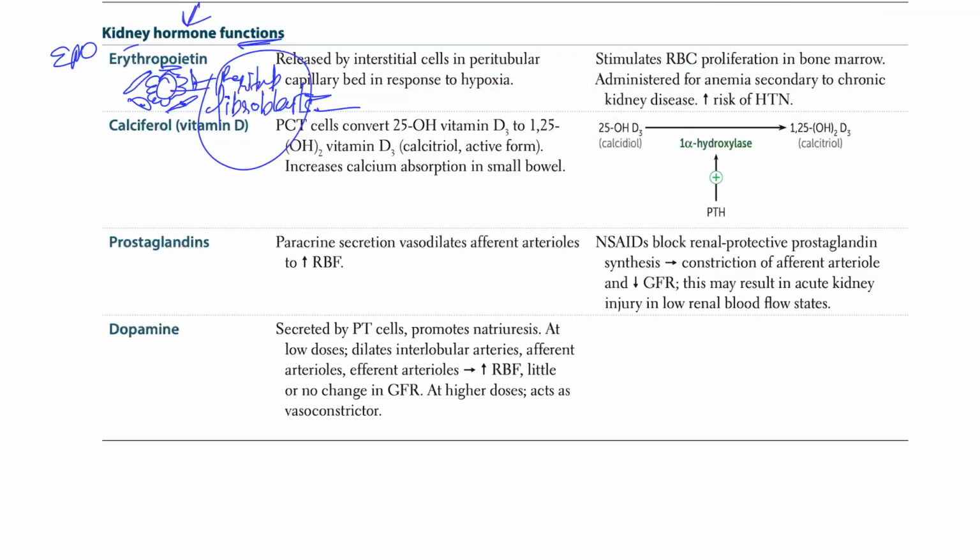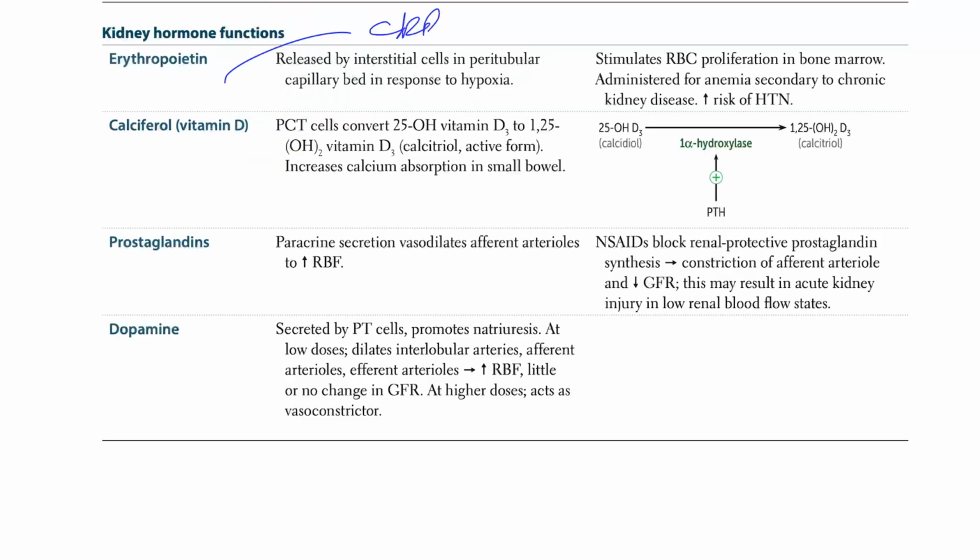Patients with CKD have inflammatory damage to these EPO-producing cells. That's why you have normochromic anemia in CKD. Treatment: give outside EPO, and it's going to fix the problem.